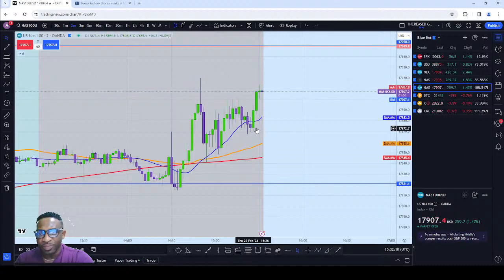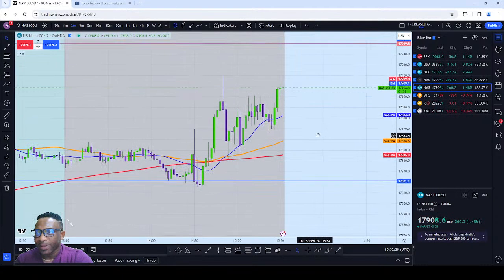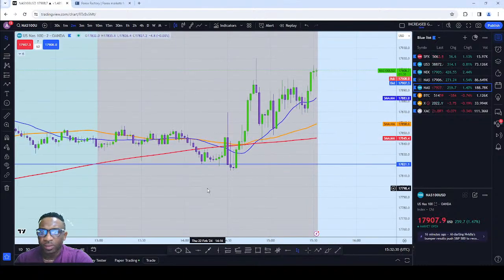So as price pulled back, this is an entry for us. It took out this last candle here. We could have hopped on this trade going to the upside. Anyway, we'll look for the next one.